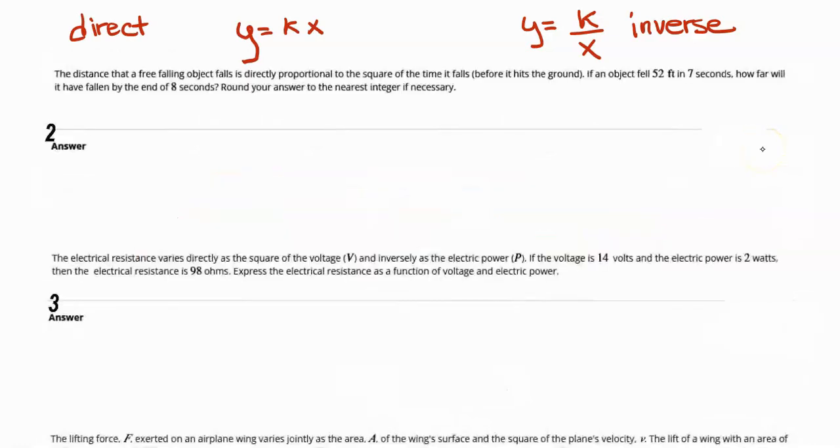So looking at this, read number 2 and see which formula you'd pick out. Did you get something like this? Distance, again, it's direct variation. Distance equals your constant of variation to the square of the time. So step 2 is to find what k is by substituting our 52 feet for the distance. We don't know the k, but the time is 7 seconds.